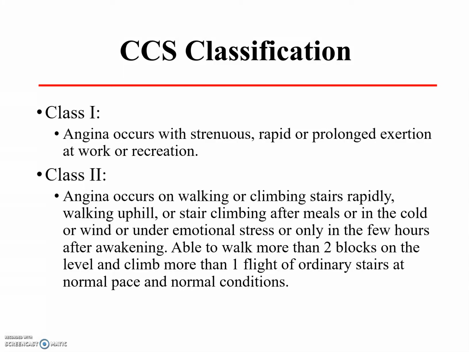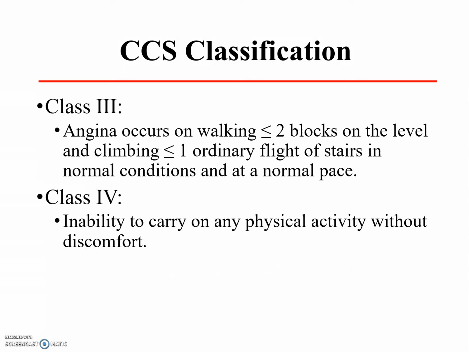And on these next slides, I give you some more examples. So class 1 we talked about. Class 2 gives you specific criteria in terms of when the patient might get symptoms. So if they are able to walk more than 2 blocks before they get some angina symptoms, or climb more than 1 flight of stairs before getting angina symptoms in normal conditions, this would be class 2 symptoms. Class 3 would be if they can walk less than or equal to 2 blocks, or less than or equal to 1 flight of stairs. That would be class 3 symptoms. And we've already talked about class 4.